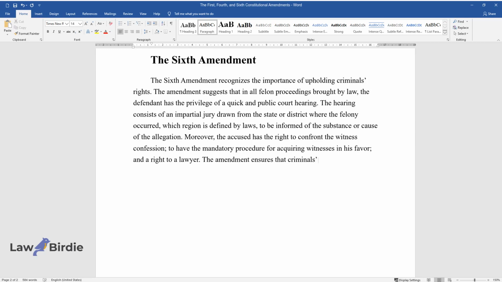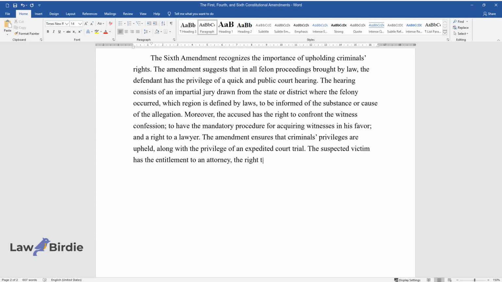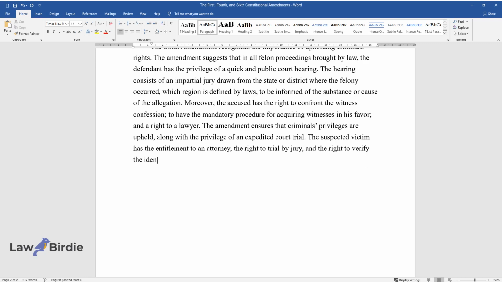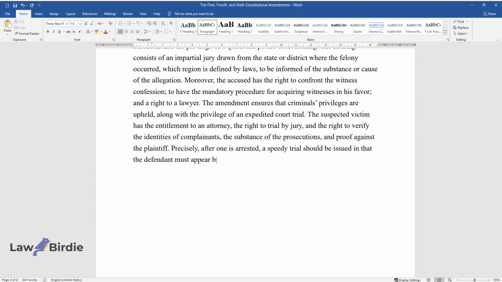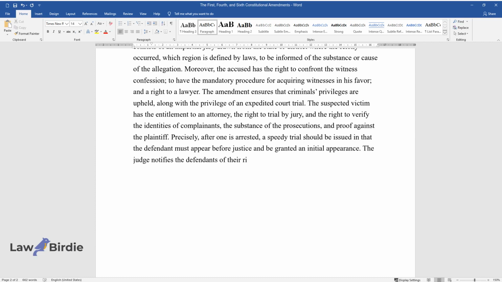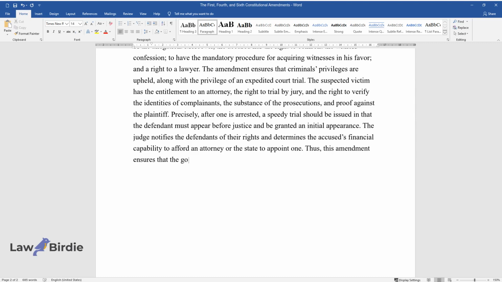The amendment ensures that criminals' privileges are upheld, along with the privilege of an expedited court trial. The suspected person has the entitlement to an attorney, the right to trial by jury, and the right to verify the identities of complainants, the substance of the prosecutions, and proof against them. Precisely, after one is arrested, a speedy trial should be issued in that the defendant must appear before justice and be granted an initial appearance. The judge notifies the defendants of their rights and determines the accused's financial capability to afford an attorney or the state to appoint one. Thus, this amendment ensures that the government does not railroad suspects to prison without a fair trial.